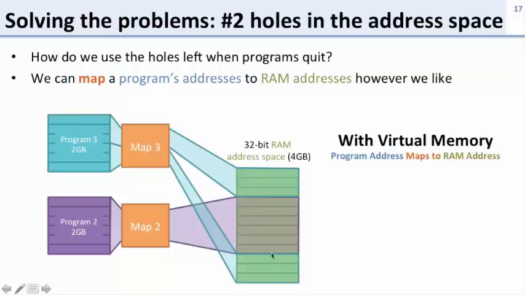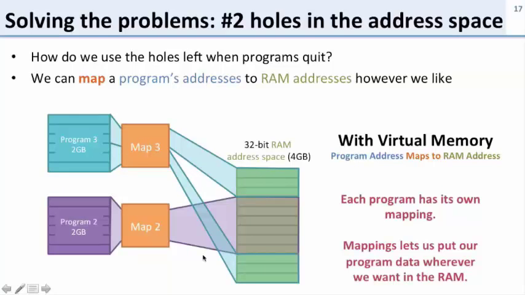We'll take the second part of program 3, and we'll map it down here. So now program 3's memory is split around program 2's. But it doesn't matter because this mapping allows us to map any part of program 3's memory to any part of our real memory. So we got this added flexibility from having these mappings, and now we could fill up these holes and really use all of our memory. So with each program having its own mapping, we can put our data wherever we want, and we can be more flexible about using these holes in memory.